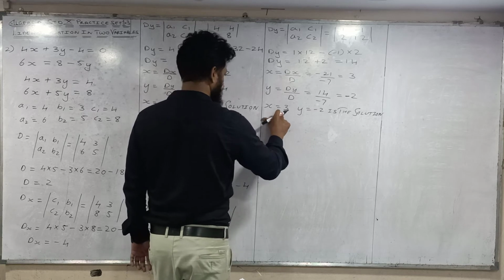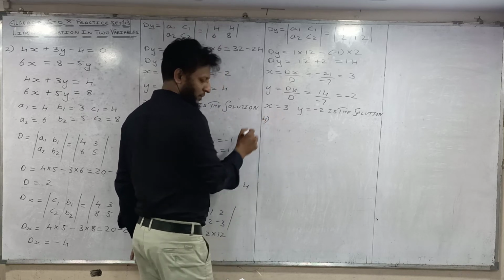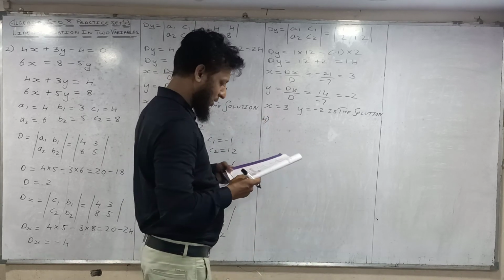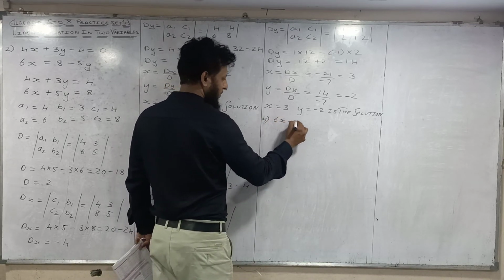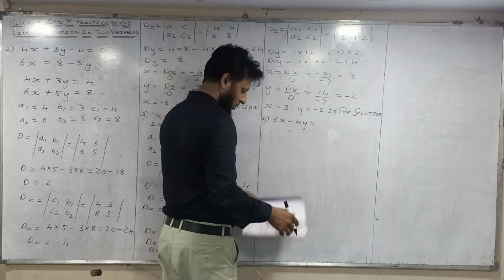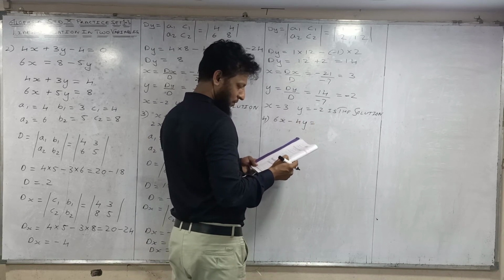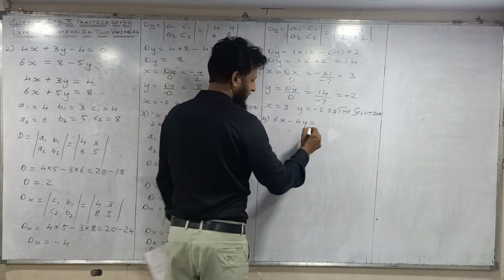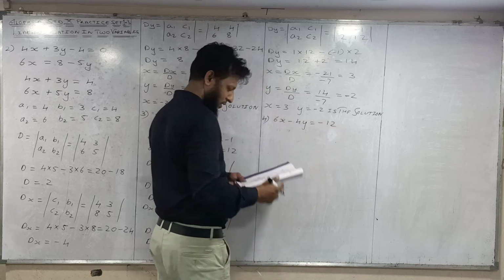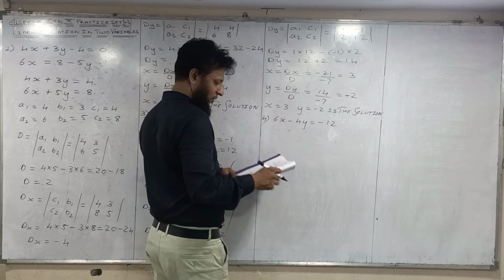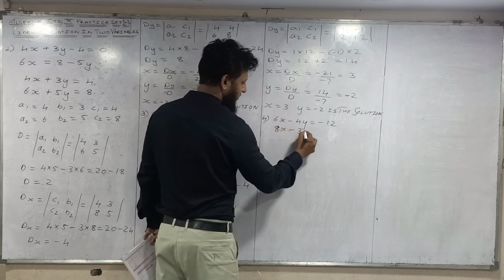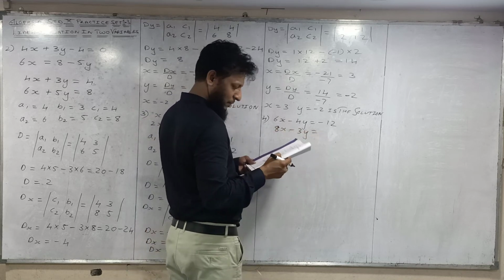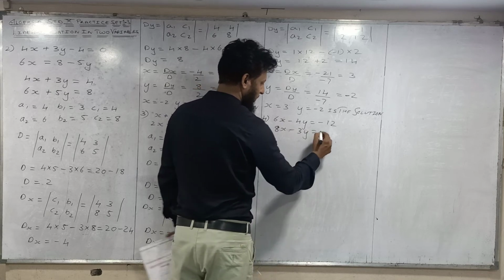Okay. Then question number 4. Write the equation 6x minus 4y is equal to minus 12. And the next equation 8x minus 3y is equal to minus 2.